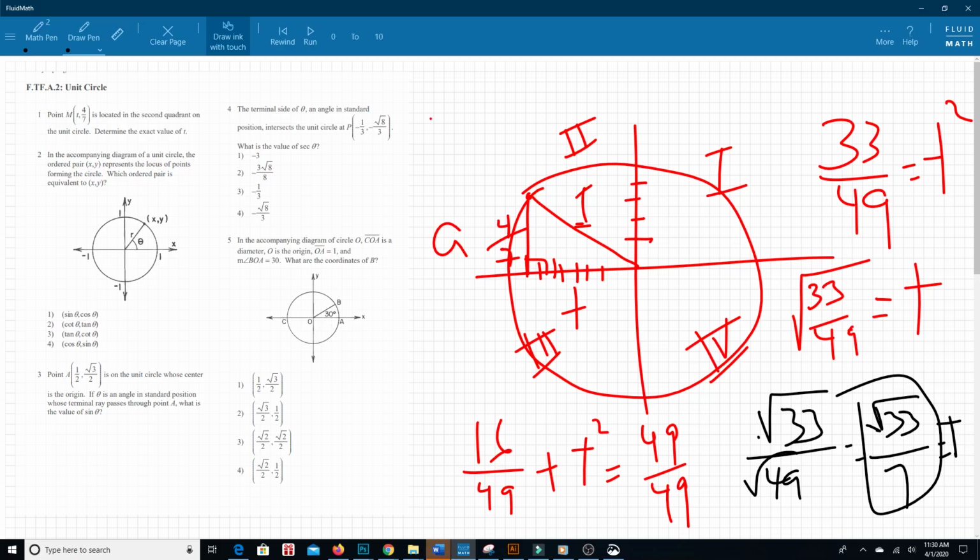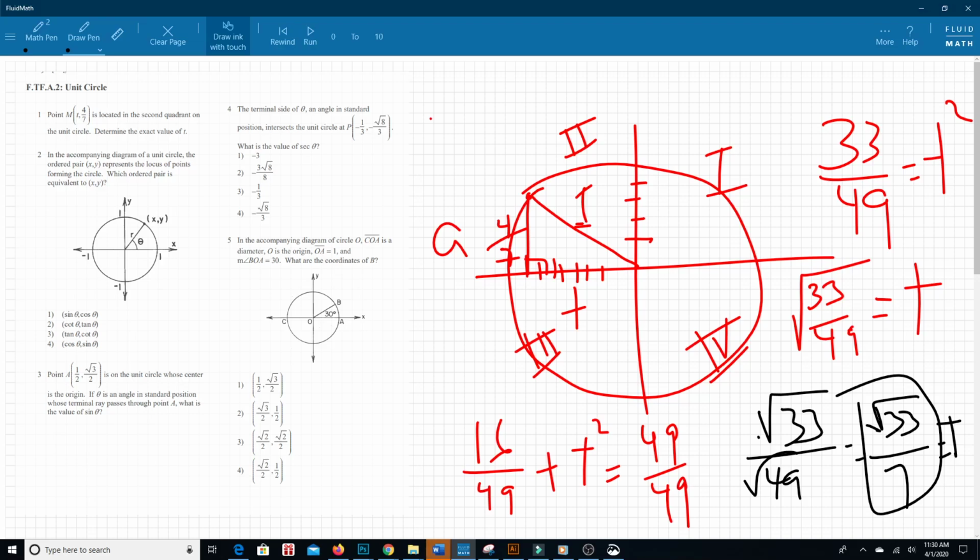So it says, point A, 1/2, radical 3 over 2, is on a unit circle whose center is the origin. If theta is an angle in standard position whose terminal ray passes through point A, what is the value of sine theta?